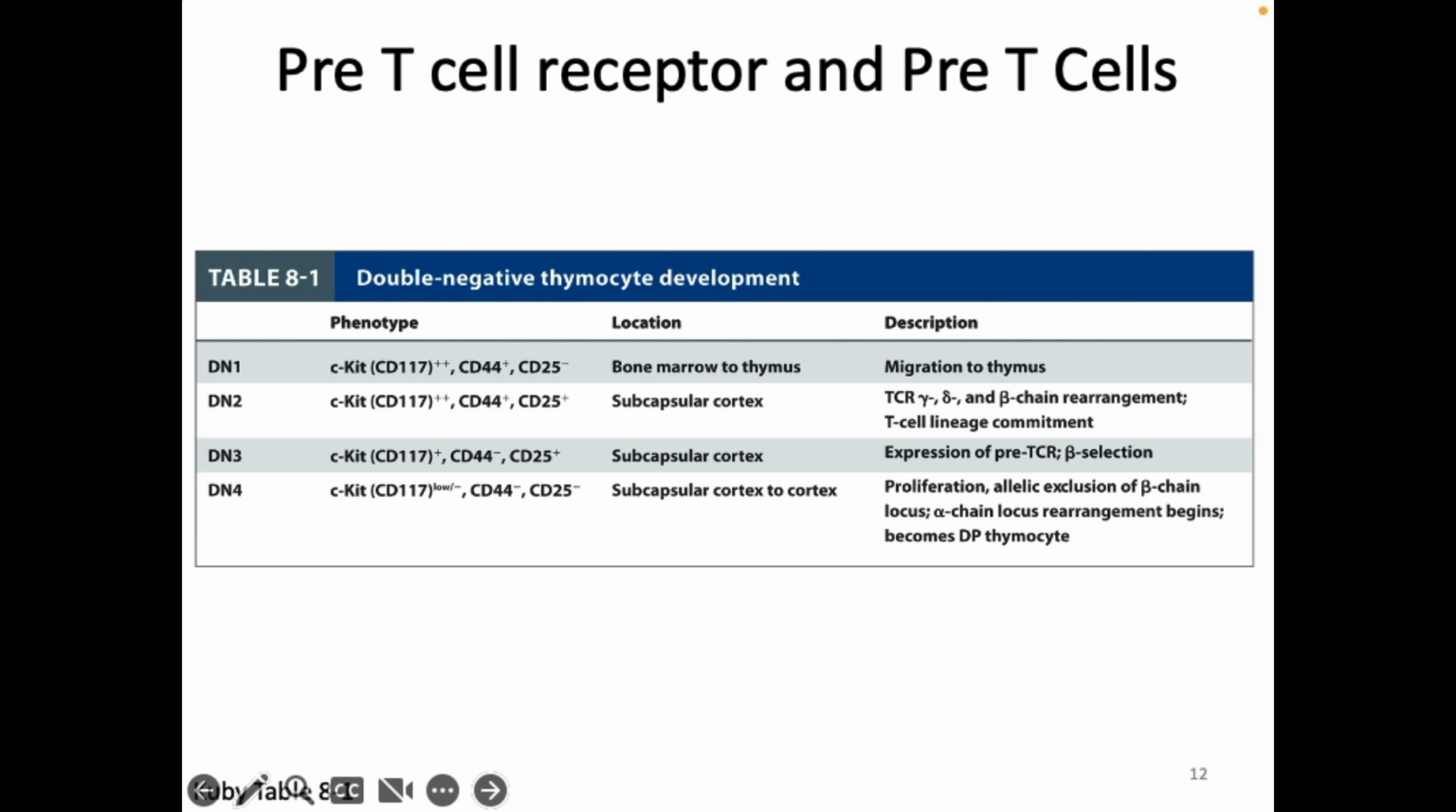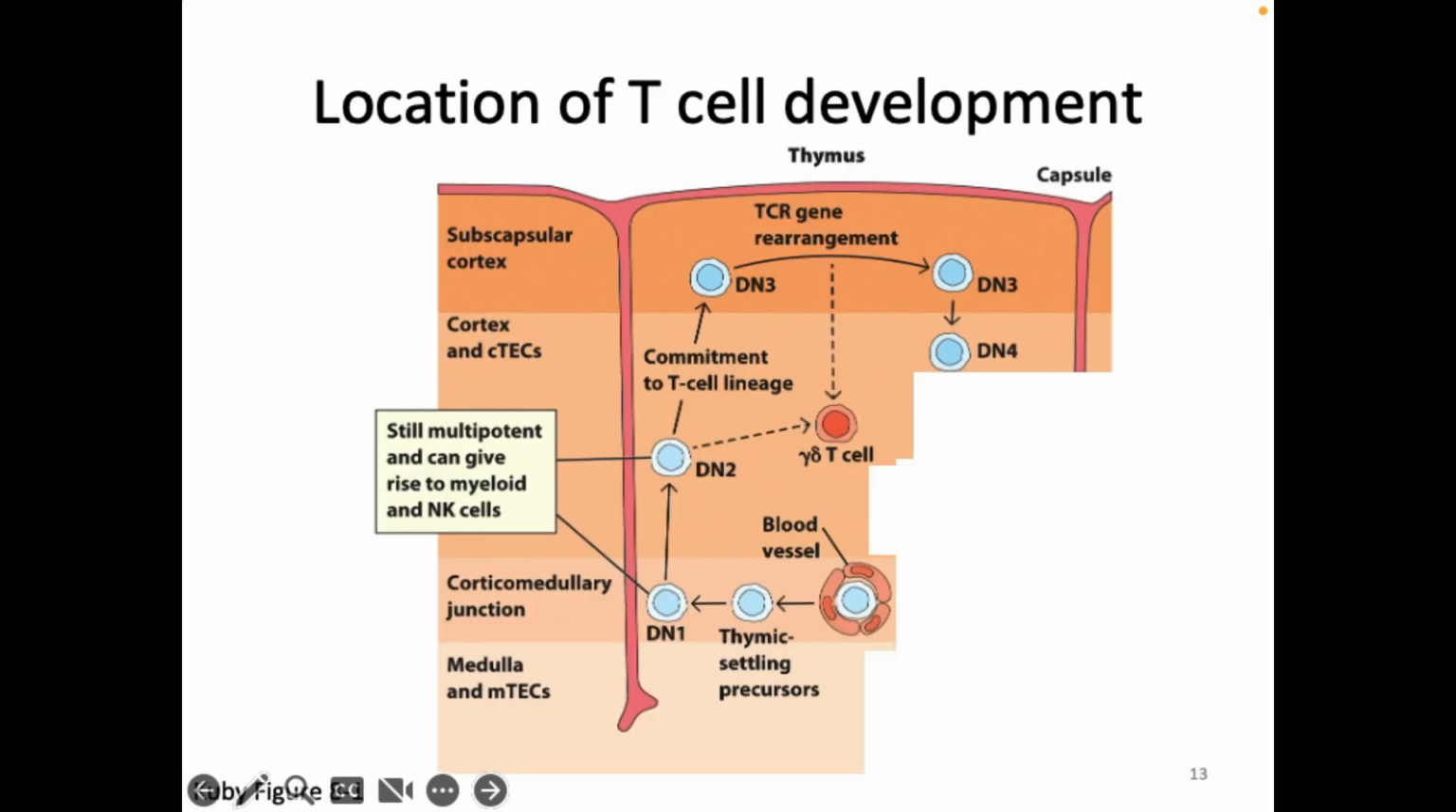All of these processes are happening in the cortex. So our cell is going to move through the cortex and be doing these rearrangements of the T cell receptor.